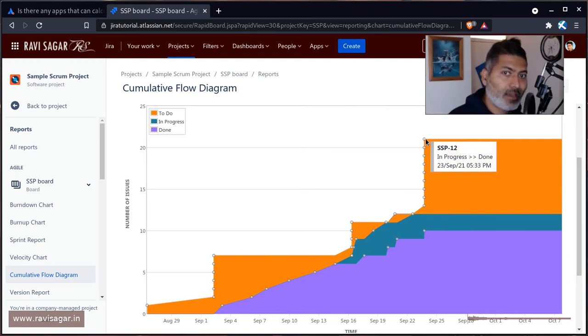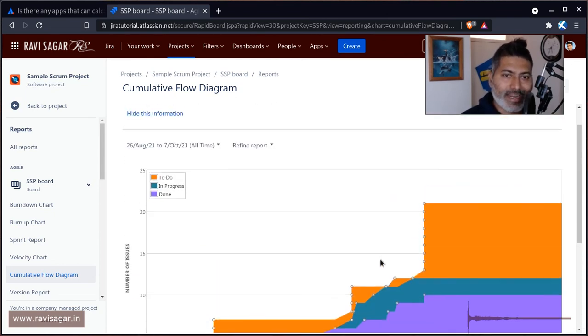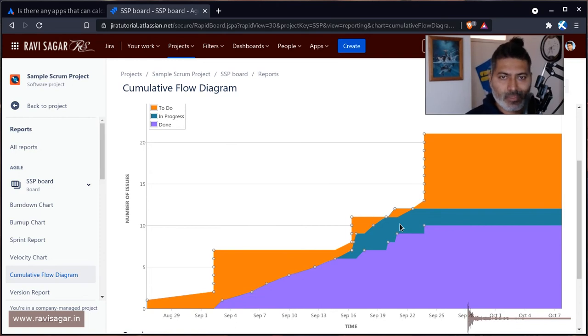because if you look at this chart, starting from 23rd of September, or after 22nd, something happened. The number of issues in to-do status are rising, and it is not really a good thing. Ideally, these three areas in the cumulative flow diagram should show you some consistency in the number of issues getting delivered. So do take a look at this diagram. I think this can also be useful.